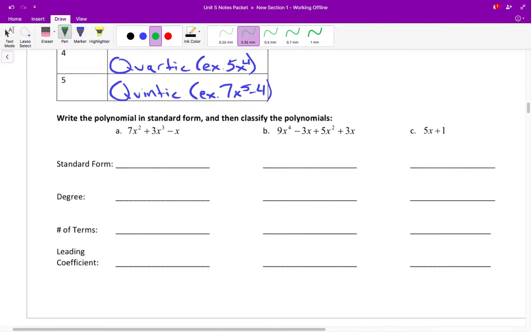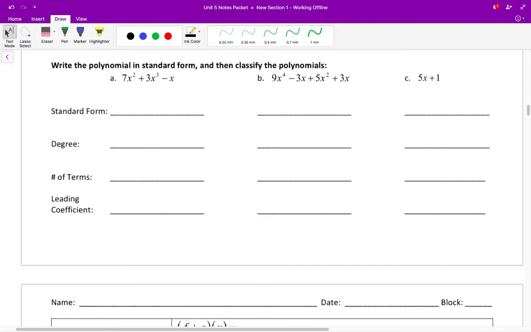Let's talk about how we can classify polynomials. So 3 examples here. I'll work through one with you, and then my recommendation would be to pause the video and see if you can get the other 2 on your own. So the first one here, where you've got 7x squared plus 3x cubed minus x. Make sure it's in standard form first. That's the first thing you need to make sure of.